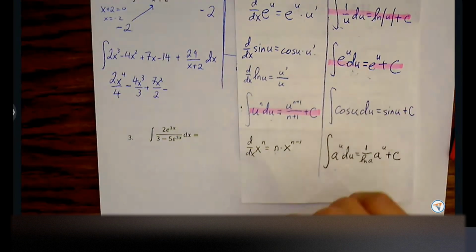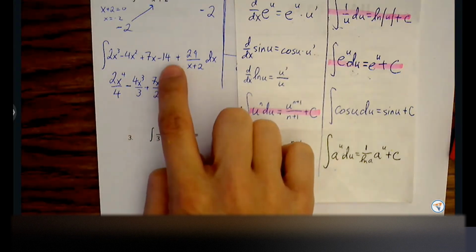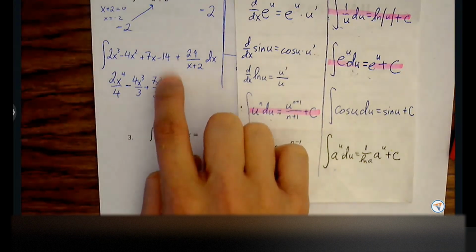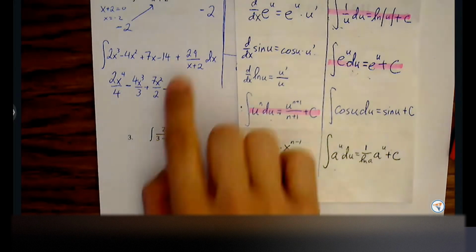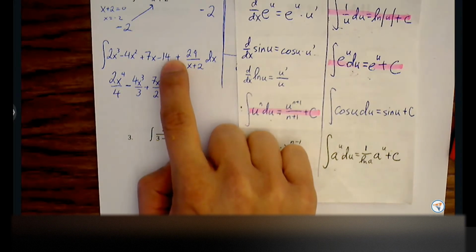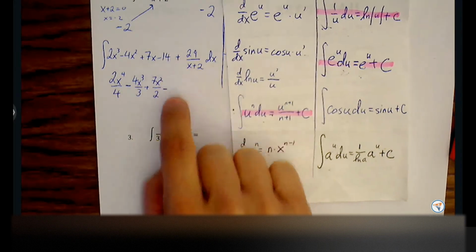And then 14. Would it be 14x over x? No, just 14x. Actually, it's 14x over 1, which is just 14x, because right now this is x to the 0 power, and we're going to move it up from 0 to first power.